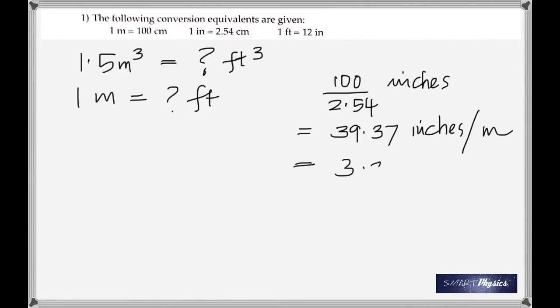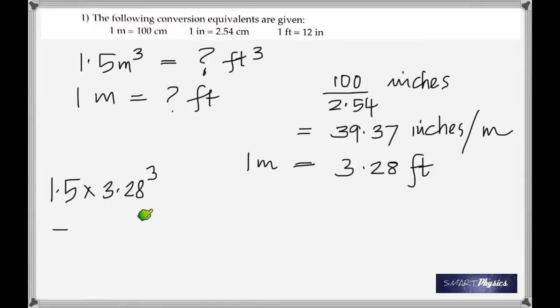And then, because you know there are 12 inches in a foot, you divide 39.37 by 12. You get 3.28 feet in a meter. Okay, so 1 meter is that. Now, to change 1.5 meters cubed into feet cubed, you would have to multiply by 3.28 three times, because it's a cube, and that's why I've raised it to 3. And when you do that, you will get 53 feet cubed.